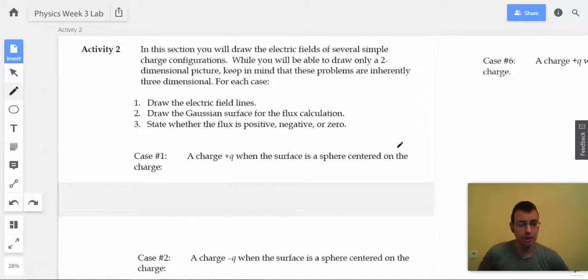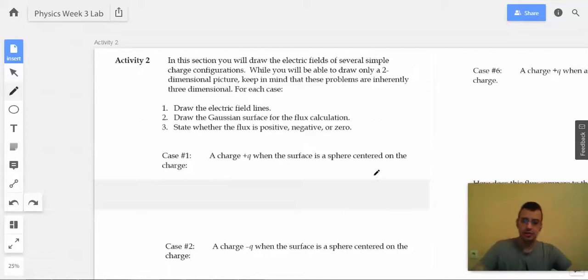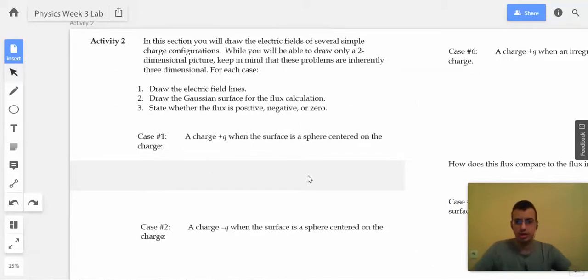Activity 2. In this section, you'll draw the electric fields for several simple charge configurations. While you will be able to draw only a two-dimensional picture, keep in mind that these are inherently three-dimensional. For each case, draw the electric field lines, draw the Gaussian surface, and state whether the flux is positive, negative, or zero. All right.